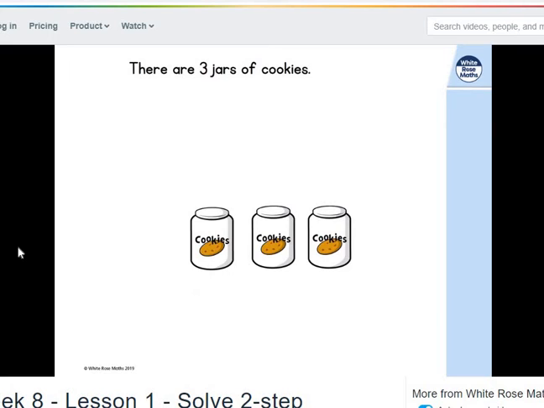Now we're talking. Okay, there are 3 jars of cookies. And each jar has got the same amount of cookies in it. But we don't know how many cookies there are in each jar at the moment.